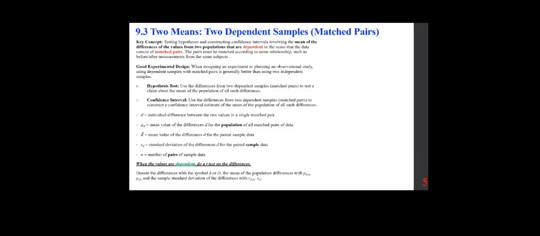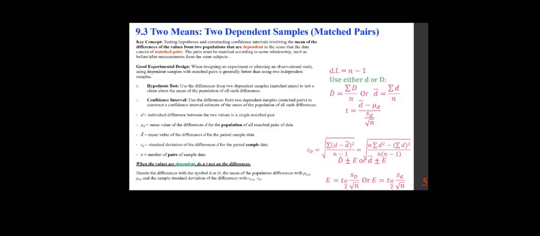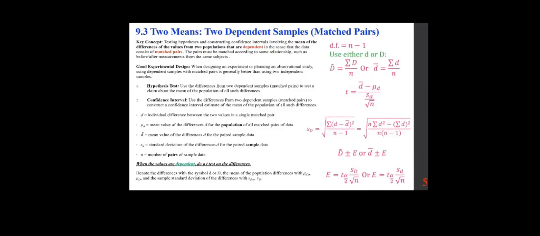When the values are dependent, do a t-test on the differences, and denote the difference with the symbol lowercase d or uppercase D. Depending on the text, they may use lower or uppercase, and I may use both of them. Either way is fine. So the mean of the population differences is mu sub d, and the sample standard deviation is s sub d. The degrees of freedom are n minus 1.